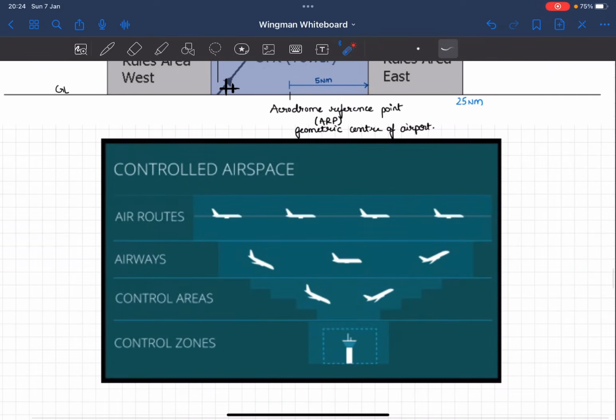See, you're in a tower, right? You take off, and once you're taking off, you're going to look something like this, your control areas. And now, ignore this here, ignore all of this, okay?